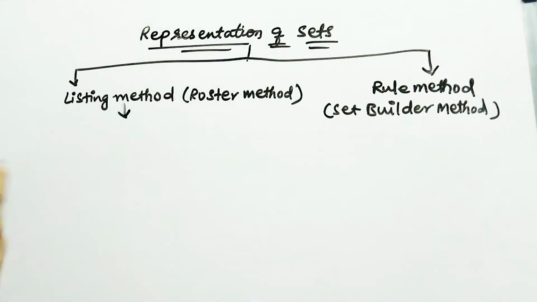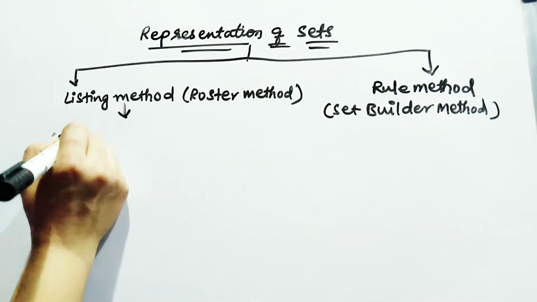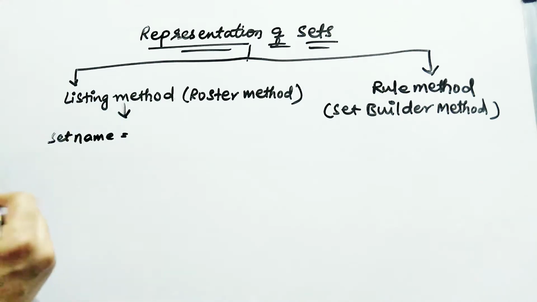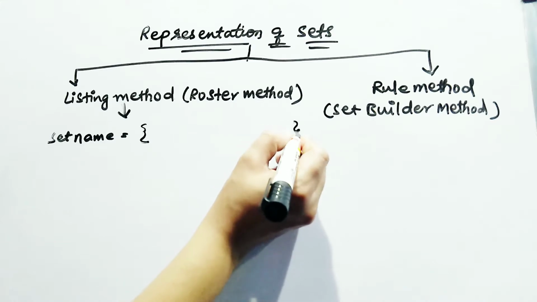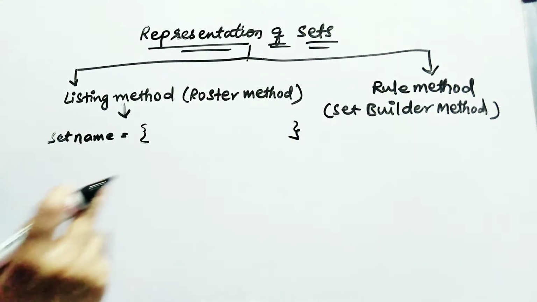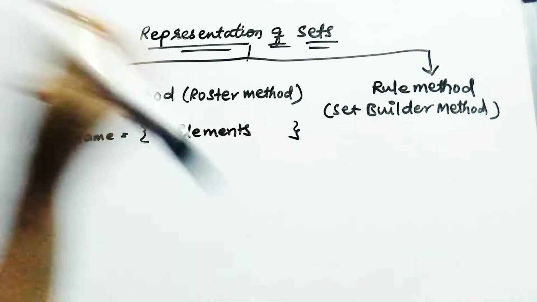How do we represent a set using the listing method? Whatever set you are writing, you give the list of elements in the set. The syntax for writing the listing method is: you should write the set name, then an equal sign, and you should use curly braces, opening and closing. In the curly braces you have to write the elements.